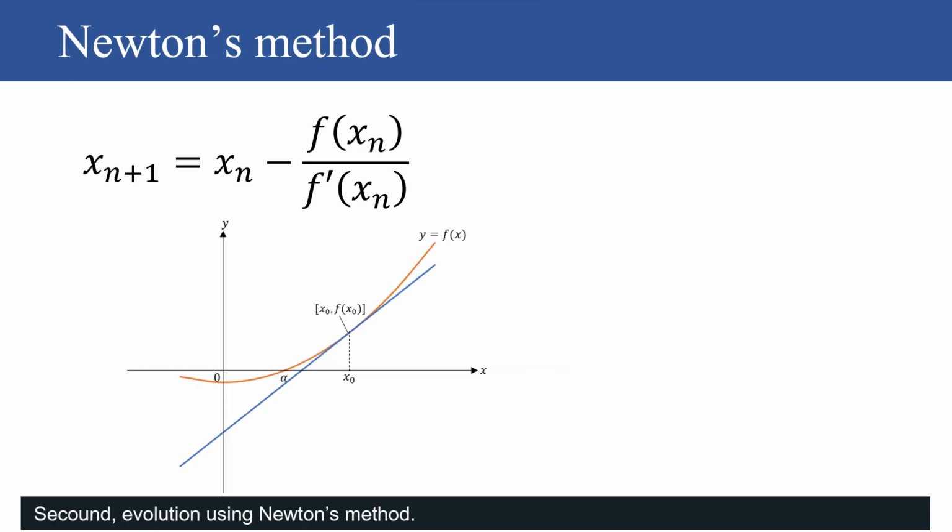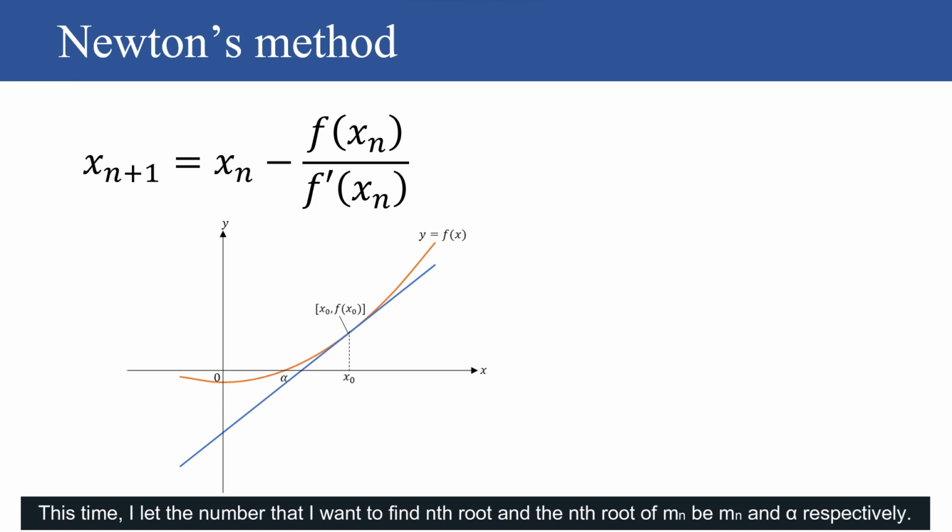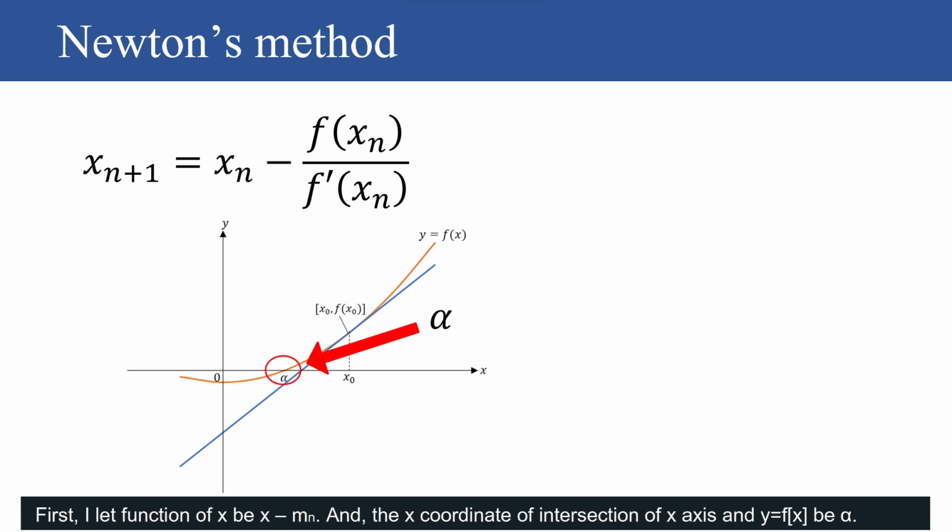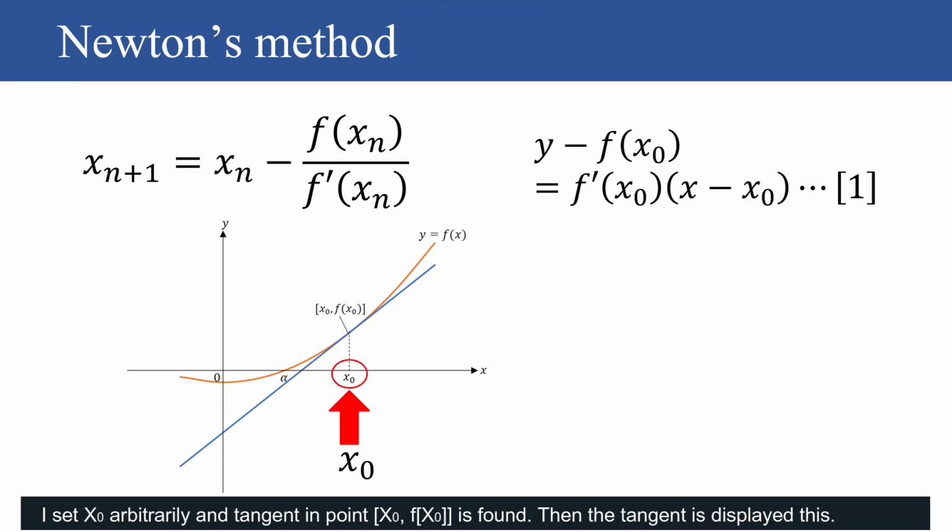Second, evolution using Newton's method. Newton's method is the way of figuring out an approximate value of a solution by using this formula. This time, I let the number I want to find the nth root of be mn and the nth root of mn be alpha. First, I let the function of x be x to the nth minus mn, and the x-coordinate of the intersection of the curve and the x-axis be alpha. I set x0 arbitrarily and the tangent at the point with coordinates x0 and f(x0) is found. Then the tangent is displayed like this.